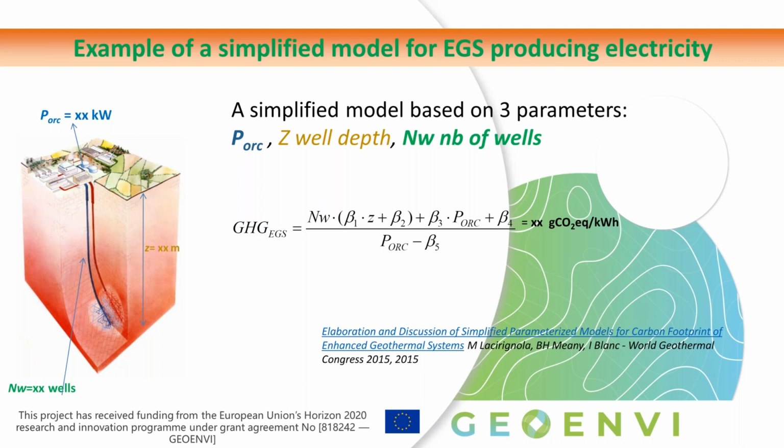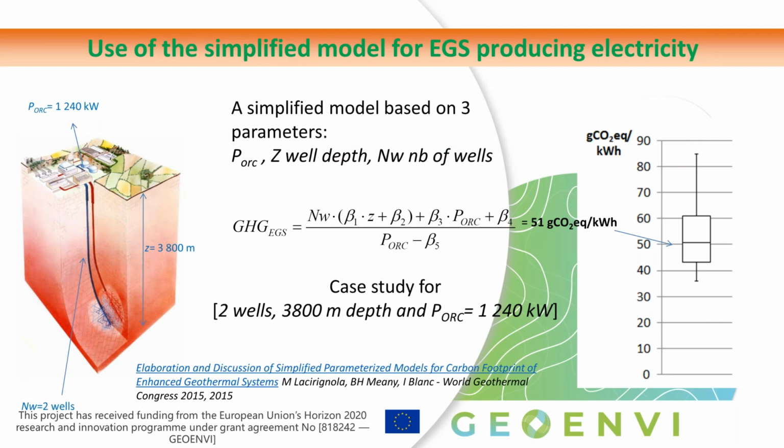Here we have a simplified model based on only 3 parameters, able to provide a carbon footprint of an EGS installation. So here, this simplified model is based on the power of the organic Rankine cycle, the well depth, and the number of wells. Such a simplified model has been presented at the last World Geothermal Congress.